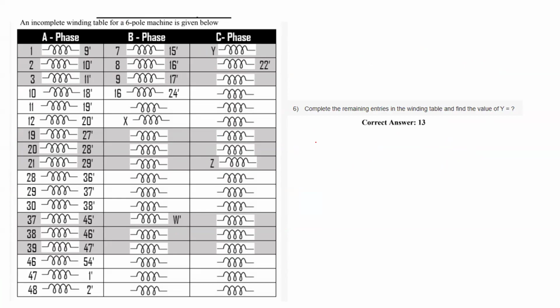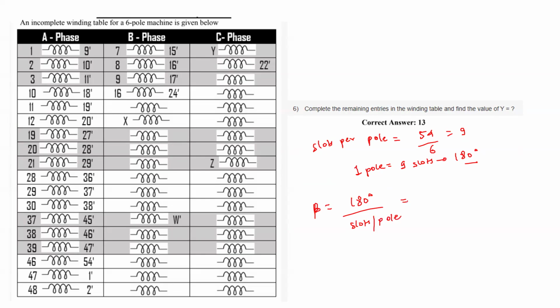So first of all, we know that our slots per pole are how many? 54 by 6, which is 9. So one pole means 9 slots, and 9 slots means 180-degree. Okay. And then beta was what? Beta was 180-degree by slots per pole. So this is 180-degree by 9, which is 20-degree.